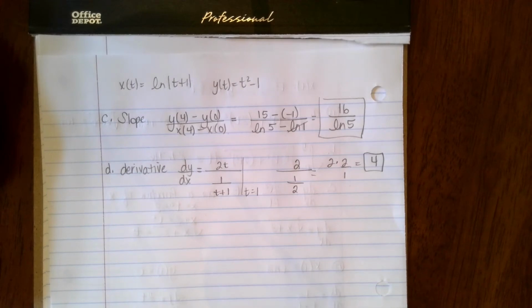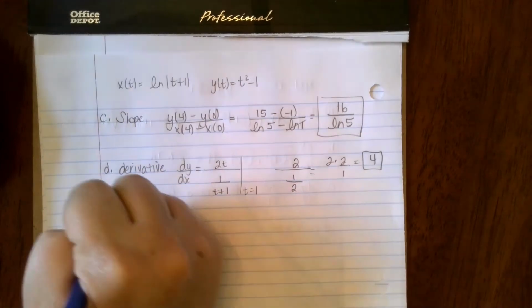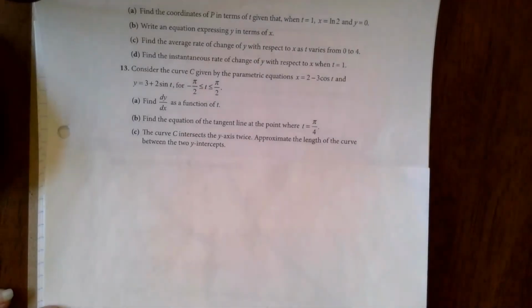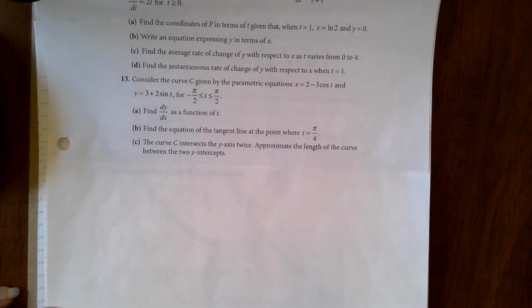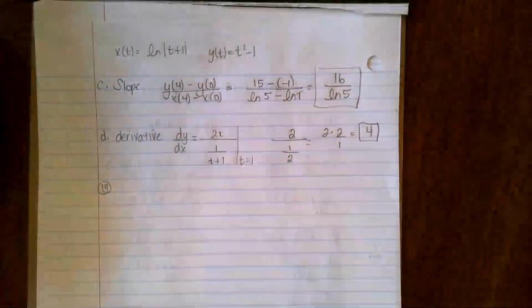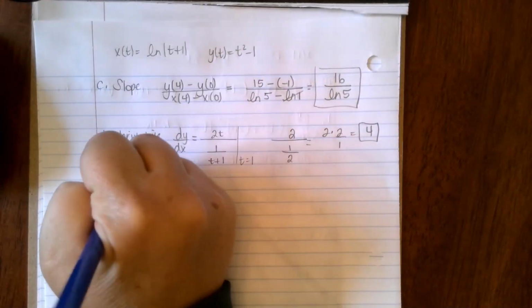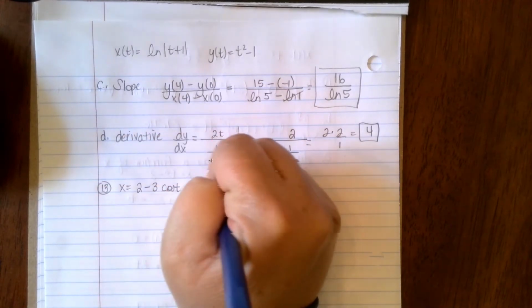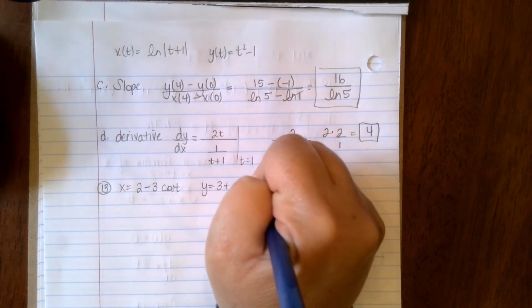All right, our last problem, number 13. Number 13 says, consider the curve C given by the parametric equations x equals blah, blah, blah, and y equals blah, blah, blah, for negative pi over 2 to pi over 2. So that's the right half of the circle. Find dy/dx as a function of t. All right, so we have that x is equal to 2 minus 3 cosine t, and y is equal to 3 plus 2 sine t.